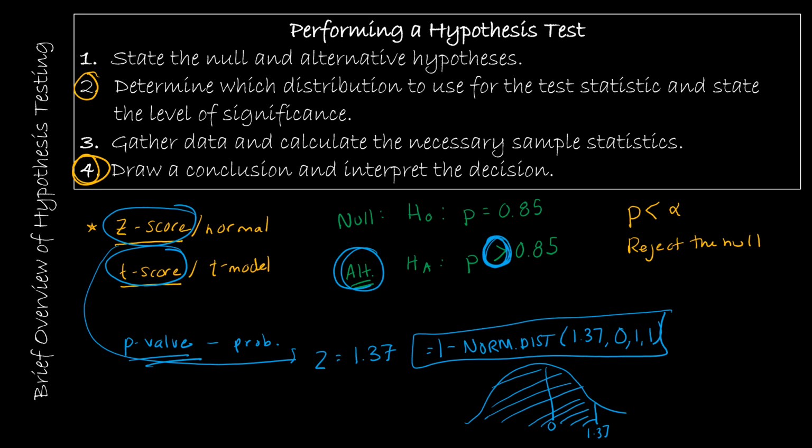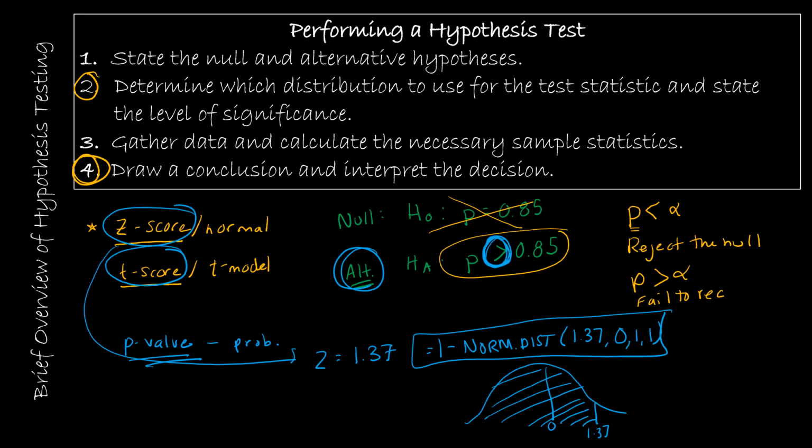So essentially what I'm saying is if I get a very small p-value, then I'm going to say, well, it can't be true that 85% of students pass. It must be true that greater than 85% of students have passed. Now, if p is instead greater than alpha, then I fail to reject.